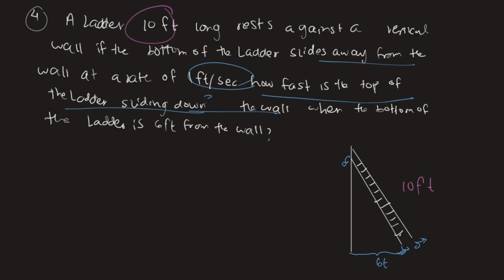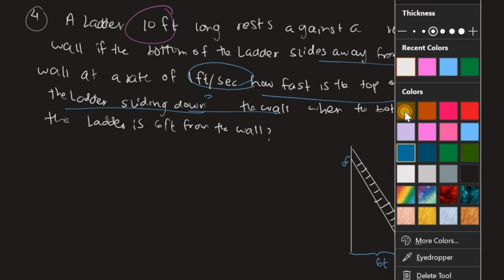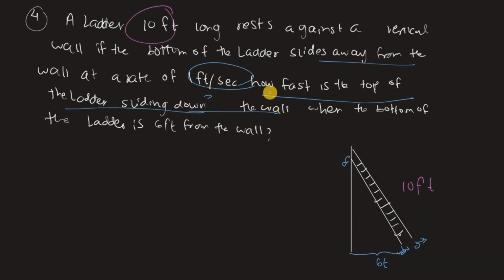And what else do we have in the question? Let's try to figure it out. Our question asks how fast the top of the ladder is sliding down. So let's say this is y, and we have to find how fast this one is sliding down. That would be our y prime. So we're trying to figure out y prime in this question.